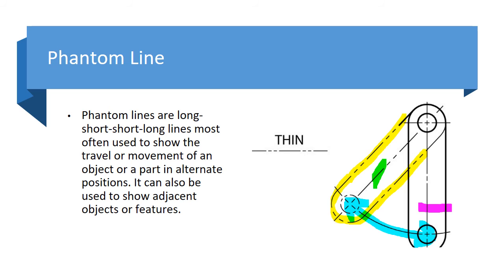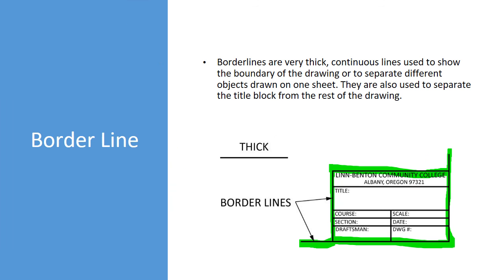The pink is the original position, and what's outlined in the yellow is the new position that it could hypothetically go to. It's a moving part. So that is a phantom line. That is what we use phantom lines for.